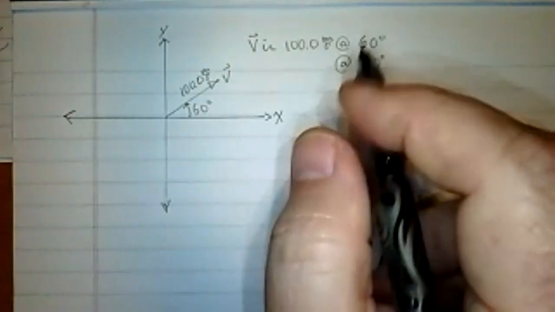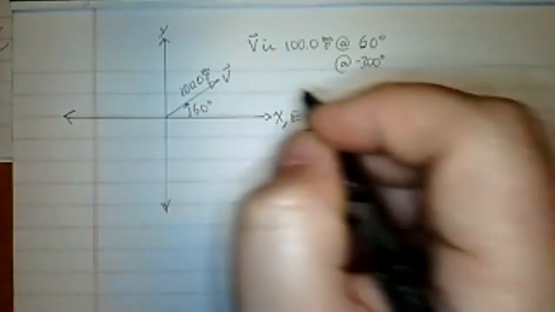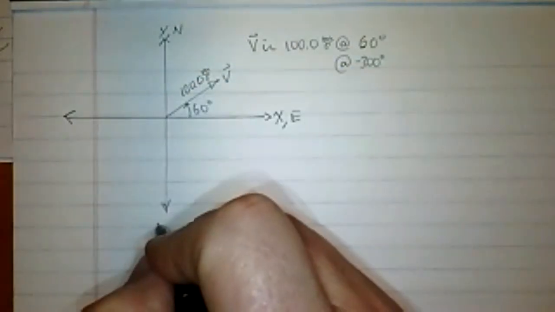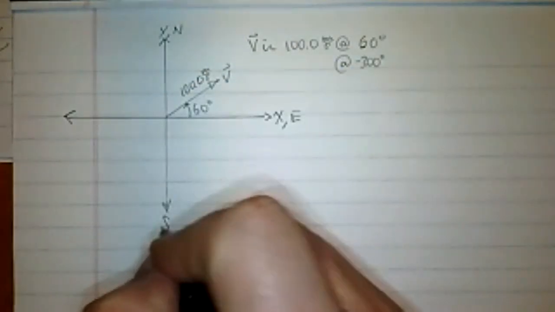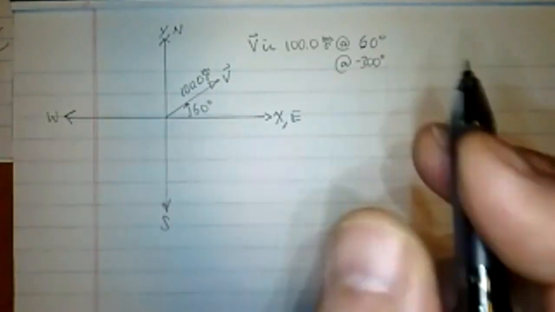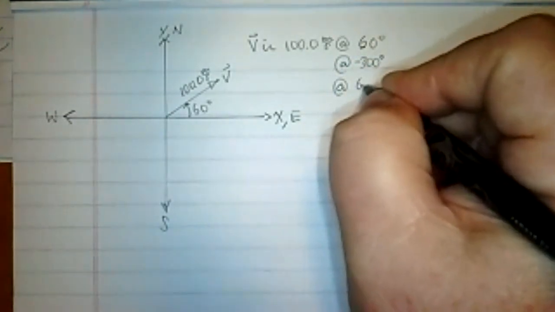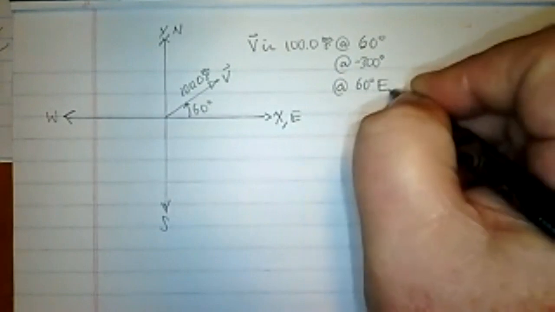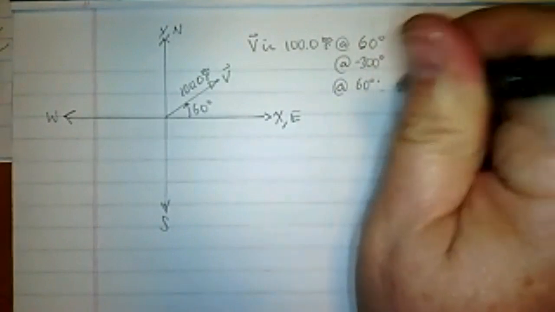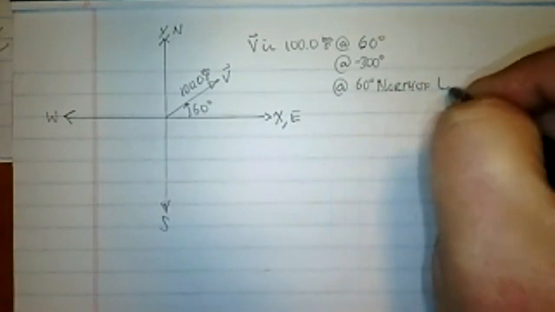I could also specify it by realizing that this x-axis corresponds usually to the east direction, and this y-axis normally corresponds to the north direction, and this negative y-axis corresponds to the south direction, and this negative x-axis corresponds to the west direction, in which case I could call the same vector again at 60 degrees, or excuse me, 60 degrees north of east, sorry about that, north of east.